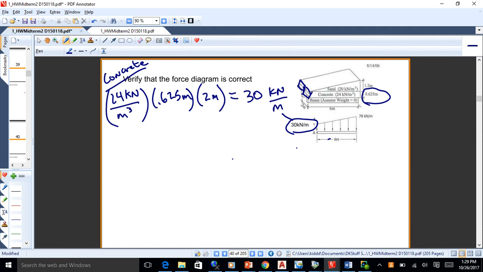So I just want you to verify where these numbers come from. Concrete's 24 kilonewtons per cubic meter. This particular concrete slab that we're working with is 0.625 meters thick. So if you multiply that by the unit weight of concrete, you're going to get the force per square meter. And then the width of the slab that sits on a given beam is 2 meters. Multiply that through, you'll get 30 kilonewtons per meter of length of beam. So that's where that lower portion of the diagram comes from.